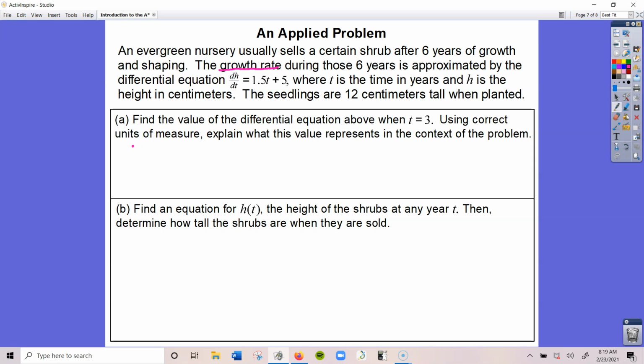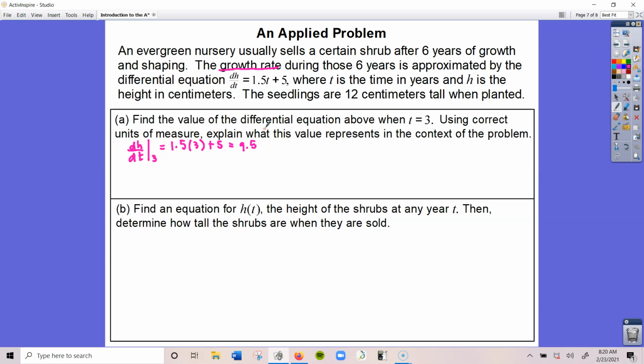The notation would be dh dt. We put a bar, and then we put the number for which we are evaluating in the bottom corner. So this is kind of like an f of 3 type situation. That's what this means. This is the value of dh dt for when t is equal to 3. So we plug in the 3: 1.5 times 3 plus 5. 1.5 times 3 is 4.5, and 4.5 plus 5 is equal to 9.5.